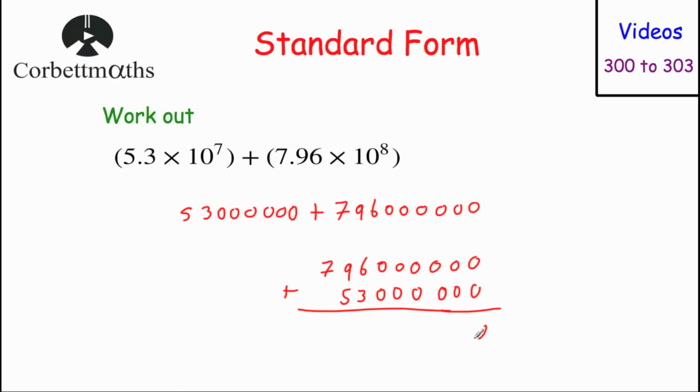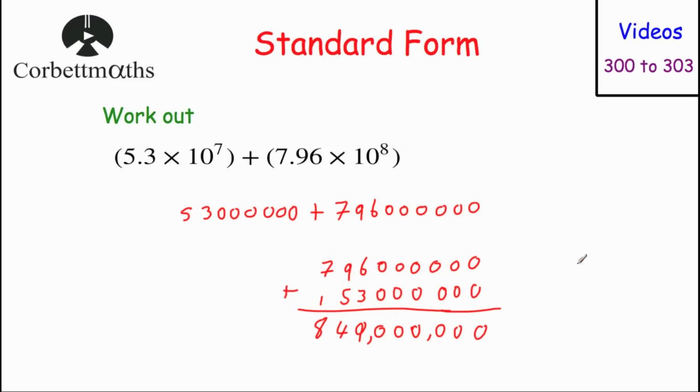So it would be 0 plus 0 is 0, 0, 0, 0, 0, 0. We've then got 6 plus 3 is 9. 9 plus 5 is equal to 14. So put the 4 down, carry the 1. And 7 plus 1 is equal to 8. So the answer would be 849 million.